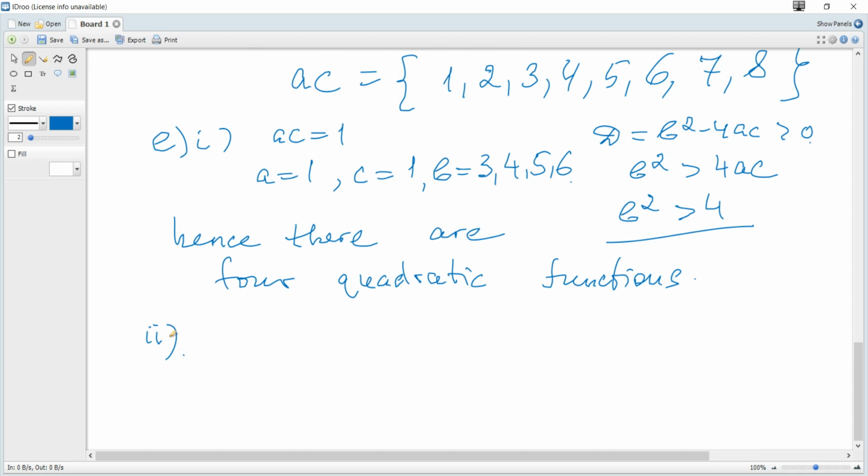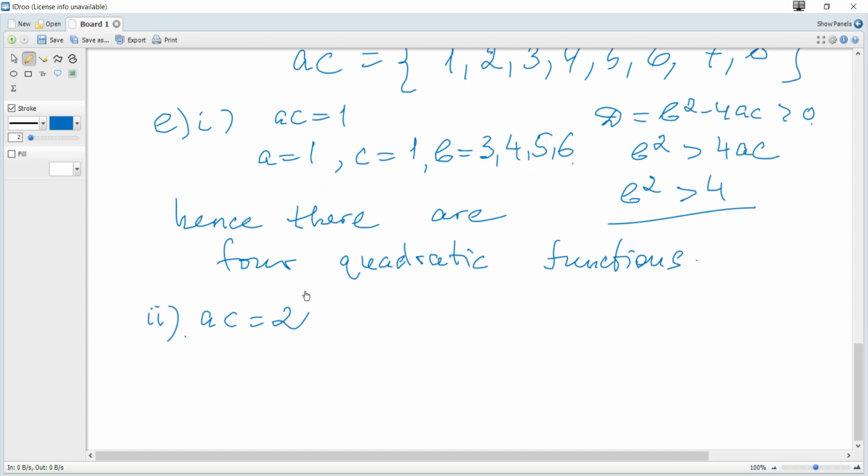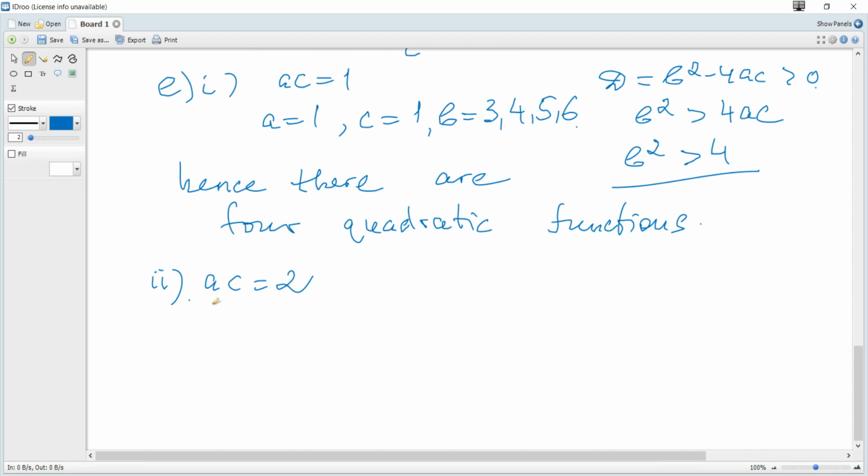The next, for the case where AC is 2, show that there are 8 quadratic functions whose corresponding graphs have 2 distinct X-intercepts, 2 marks. And first of all, to get AC to be 2, A may be 1, C can be 2, and also it can be another combination, 2 and 1.